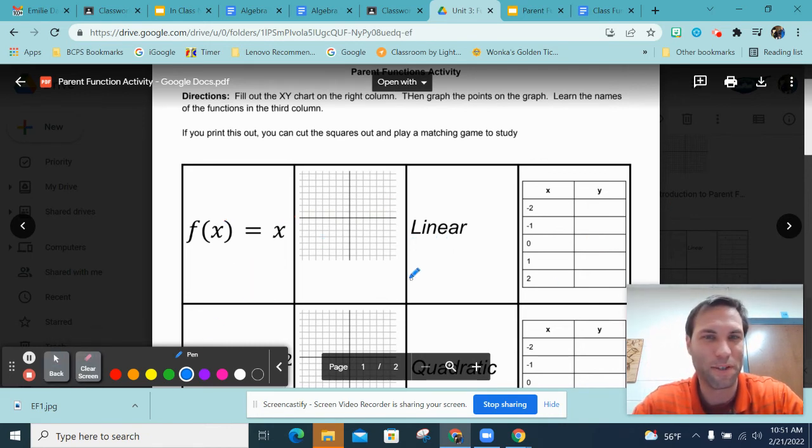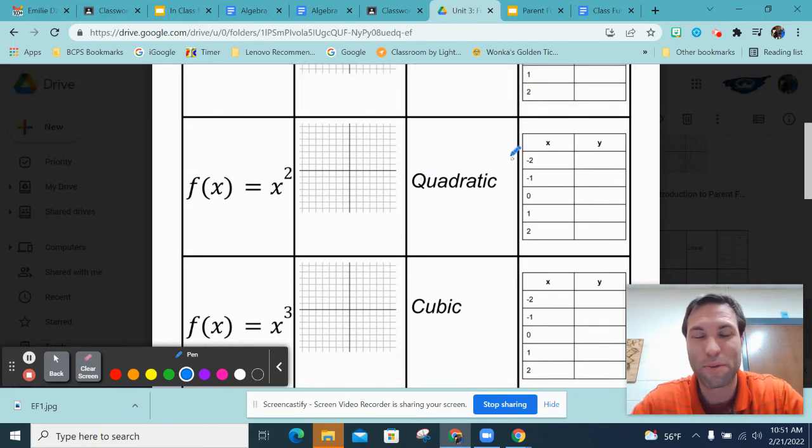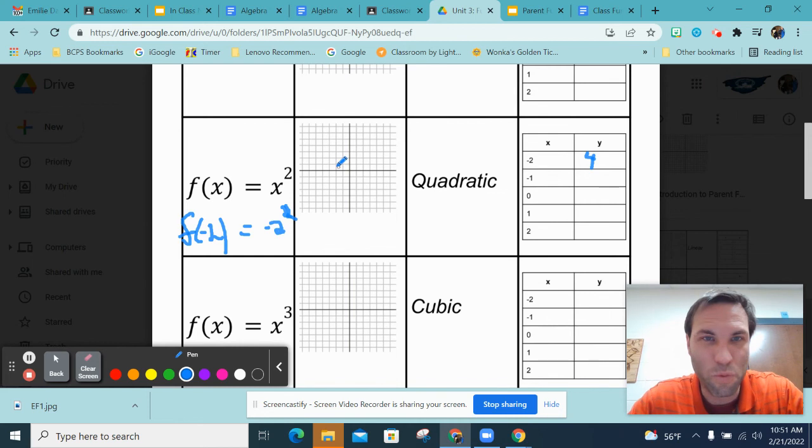Now let's see what else. For quadratic, it would be a little bit more involved. It's always a little bit more involved, right? So for -2, we say f of -2 is equal to -2 squared. Okay, all right. So what is -2 squared? Well, negative 2 times negative 2 is positive 4. So negative 2, 4. Negative 2, positive 1, 2, 3, 4.